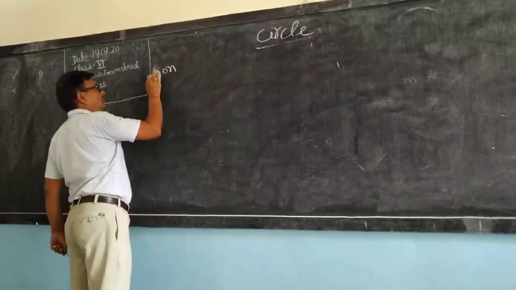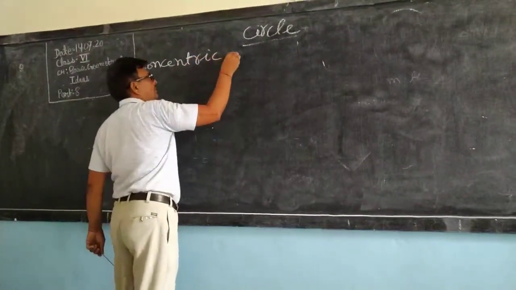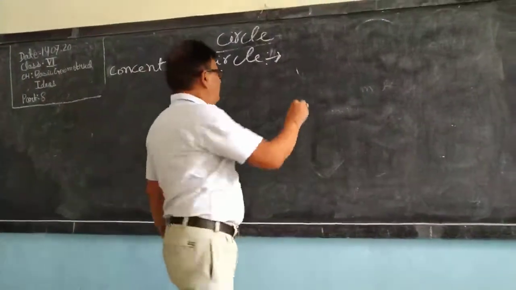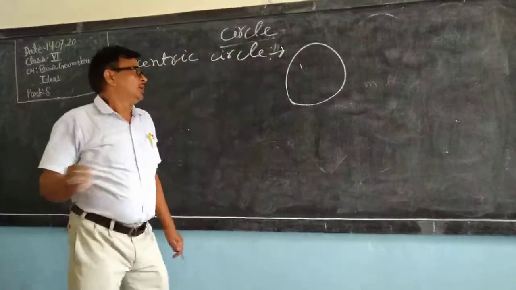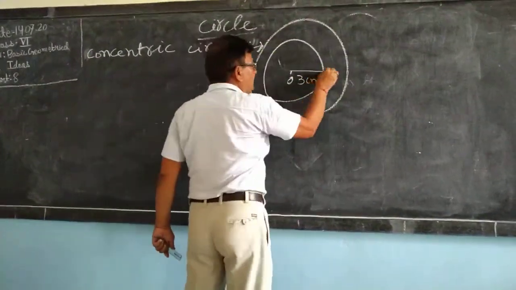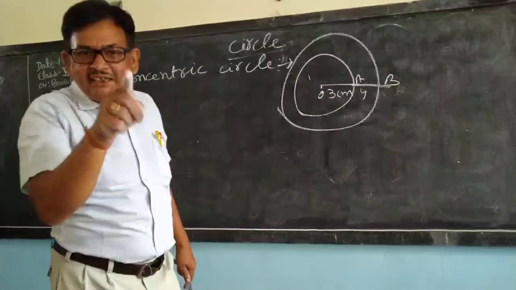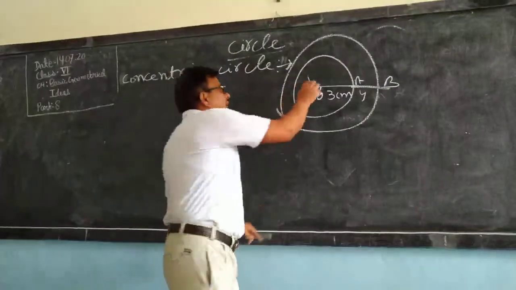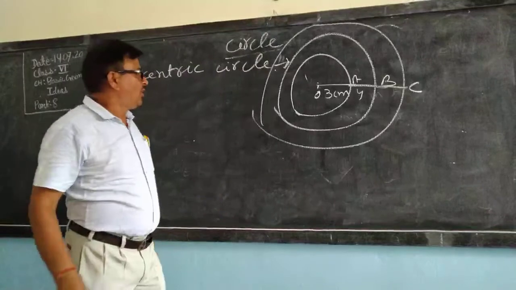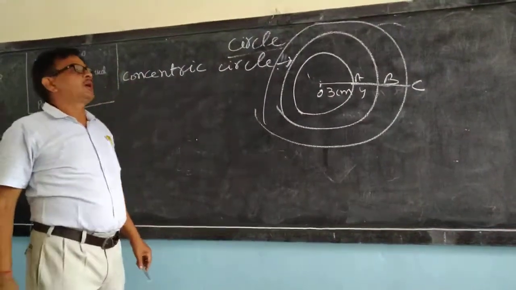Now concentric circles. What is a concentric circle? Two or more circles having the same center. Here O is the center. One has radius 3 cm, another 4 cm, OA and OB. So two or more circles whose center is the same, but the radius is different. You can write OC. OA, OB and OC. Here the radius is different but the center is the same. What is it called? Concentric circles.